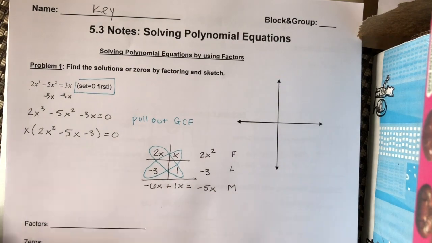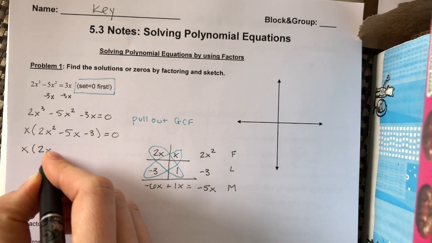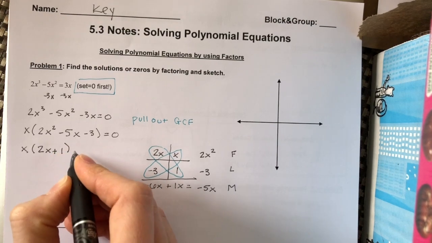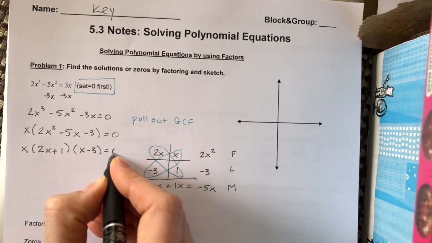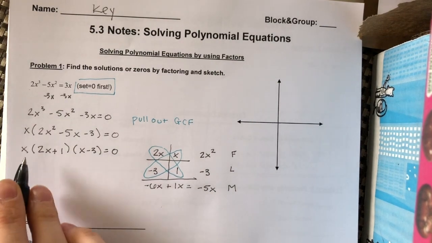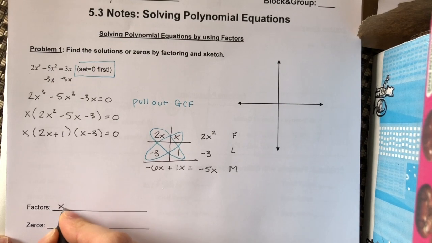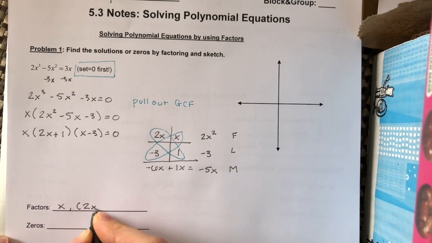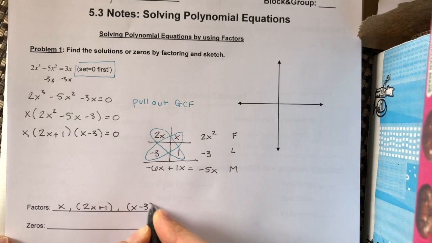So I'm going to write that over here to the side. I have factored, and I have 2x plus 1, and then x minus 3, still equal to 0. And those are our factors. So I'm going to write that in my blank down here. My factor is x, 2x plus 1, and x minus 3. I like to keep the parentheses so I know what goes with what.